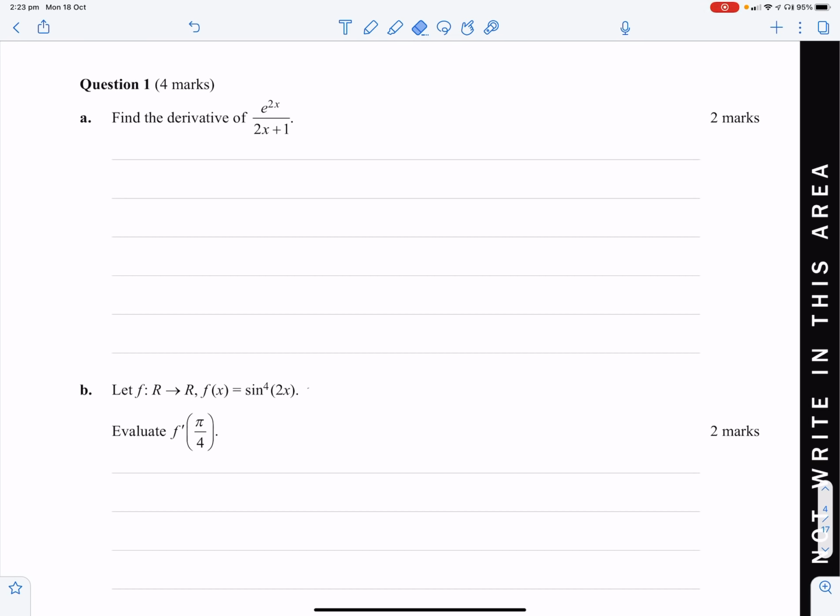They ask us to find the derivative of e to the 2x over 2x plus 1. Of course, in this case, we would use the quotient rule. U is e to the 2x. V is 2x plus 1. U dash is 2e to the 2x. V dash is 2.